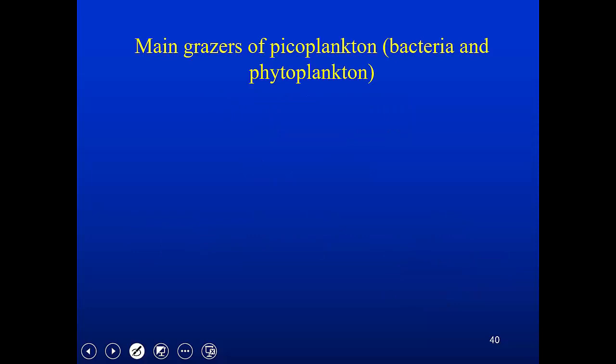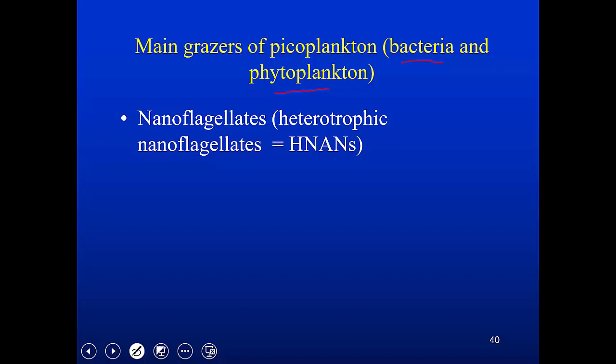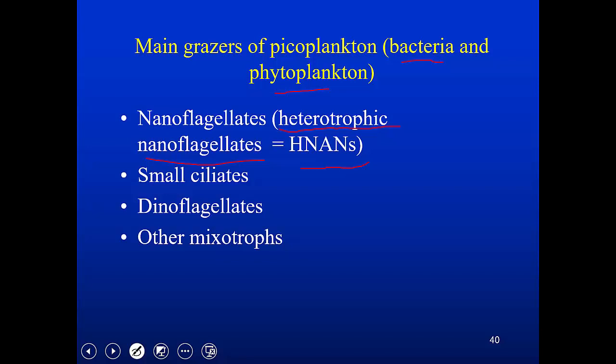The main grazers of the picoplankton, which include the bacteria and small phytoplankton, are what we call nanoflagellates. I'm going to show some pictures in a minute. So they're heterotrophic nanoflagellates, sometimes abbreviated HNANs. They're small ciliates. They're dinoflagellates. We talked already about heterotrophic dinoflagellates. And there are also other mixotrophs. And we'll end in a few minutes with what I mean by mixotrophs.